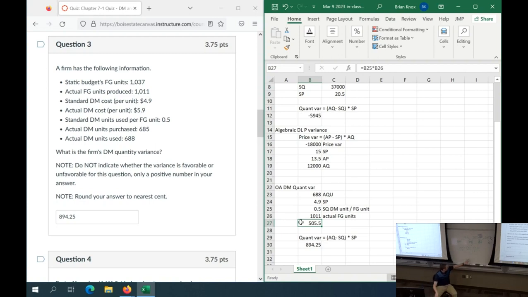And here I want to say, well, given the fact that we produced 1,011 units, how much should we have used? How many direct materials should we have used? So I want to put it on the appropriate scale. I don't want to say, given just all these preconceptions back in the static budget, how much should we have used? No. How much should we have used given the fact that we actually produced 1,011 instead of 1,037? That's why we get the standard quantity from the actual volume. Okay.